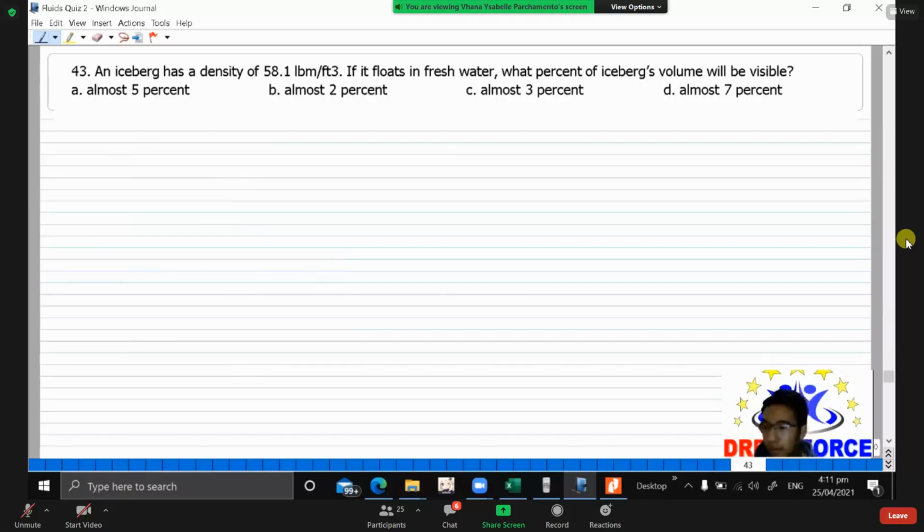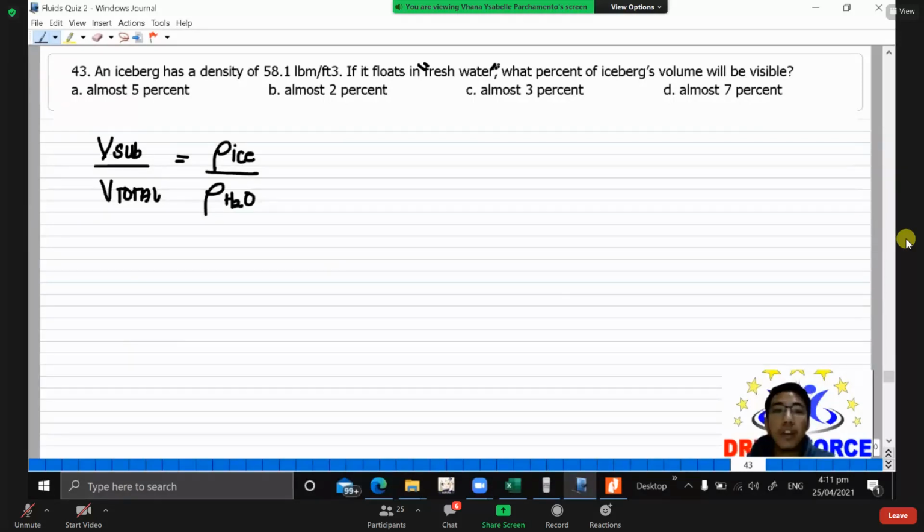Okay, so from the lecture, discuss natin yung relation ng densities to densities. Di ba yung volume submerged over yung total volume, pwede yung equal to density nung object na nagfo-float? Ano ba yung object natin dito? Yung iceberg. Over yung density ng kung saan siya nagfo-float. That is water. Take note, fresh water. So gagamit tayo ng density na 1,000 kilograms per cubic meter or 62.4 pound mass per cubic feet.